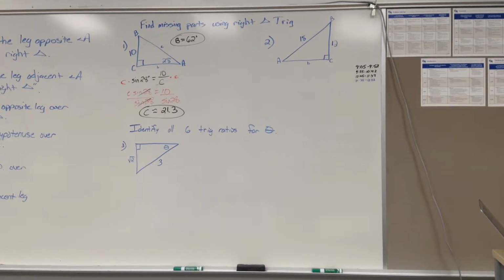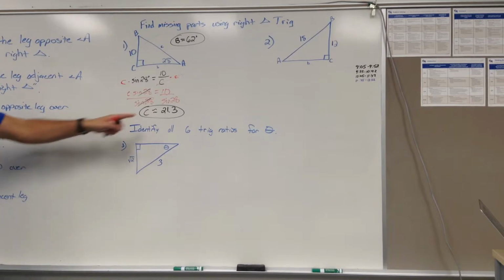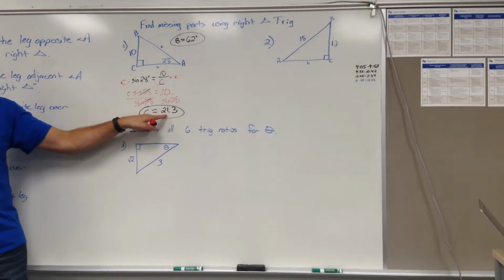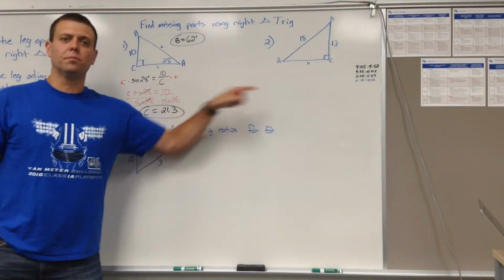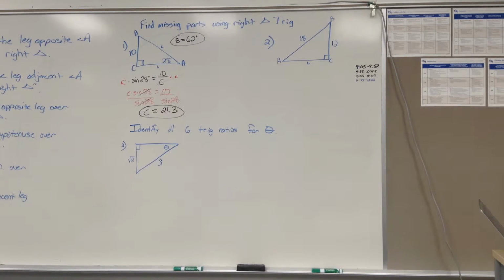Now can't we do Pythagorean's theorem? We can do Pythagorean's theorem. The problem is, isn't this a rounded answer? Yeah. If you want to do Pythagorean's theorem, I'm going to make you not use the rounded answer. I'm going to make you use all those decimal places when you do Pythagorean's theorem. Yeah, no. Okay.